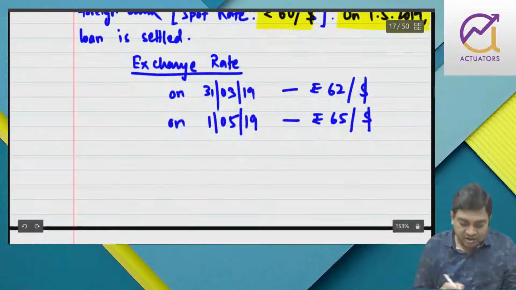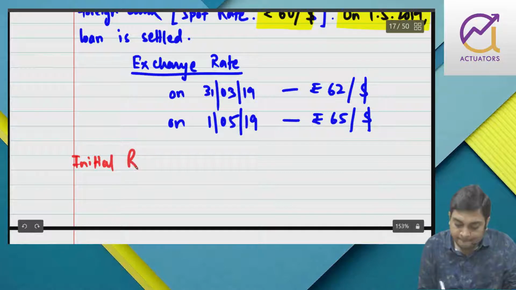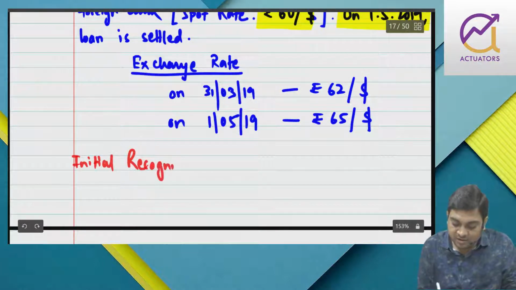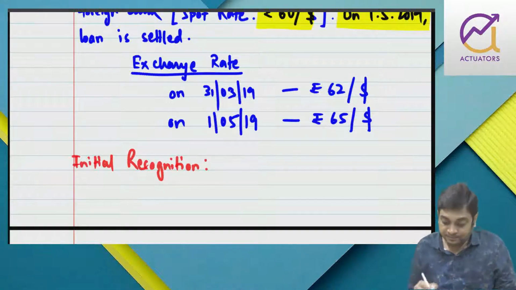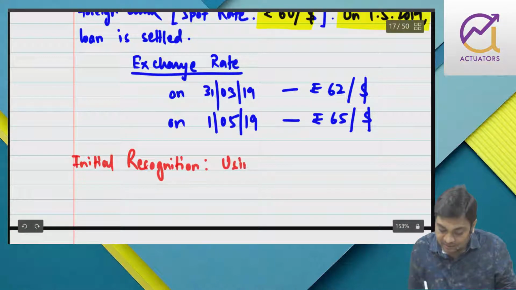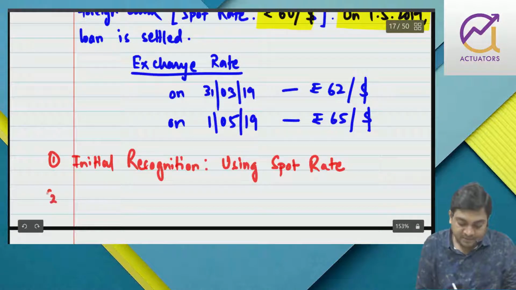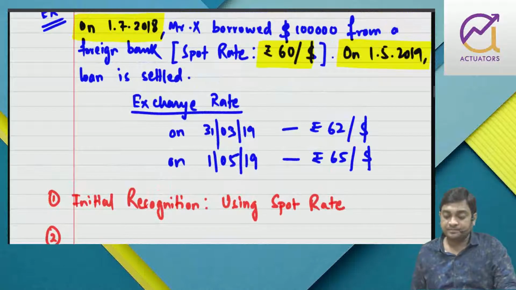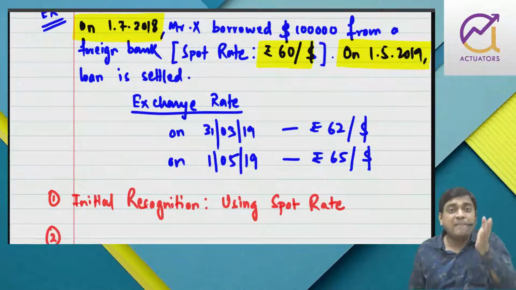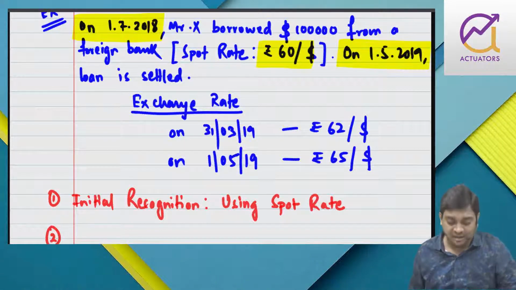So initial recognition, using spot rate. Now at the balance sheet dates, this foreign bank loan account will be revalued. Revalued means subsequent recognition.